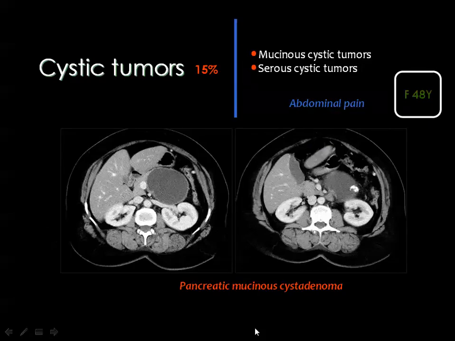Then we came to the cystic tumors, and we have two types. The cystic tumors represent about 15% of the pancreatic tumors. We have the mucinous cystic tumors and the serous cystic tumors. The mucinous cystadenoma and cystadenocarcinoma are by definition large cystic lesions affecting the pancreas, and these cystic lesions may contain internal septation and may also show calcification.